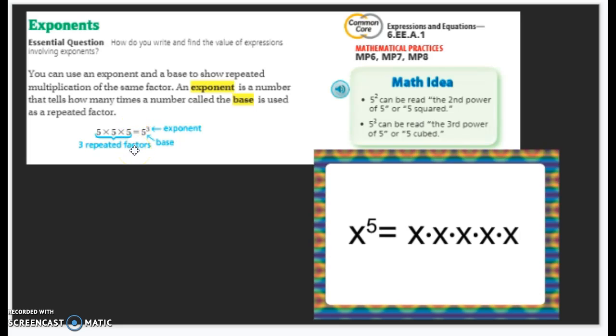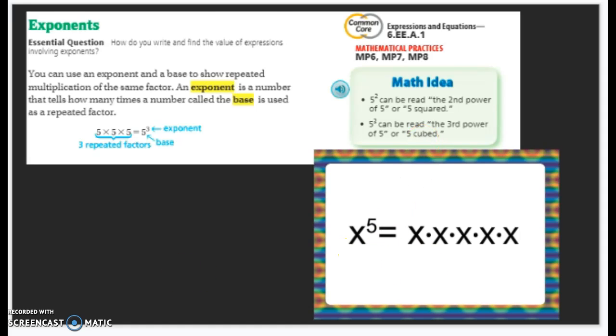Writing that out is expanded form, and that takes a while. It's time consuming if you had a whole bunch of them. So it's easier to write 5 to the power of 3. The exponent is the little number, and the 5 is the regular number, that's the base. So 5 to the power of 2 can be called 5 squared, and 5 to the power of 3 can be called 5 cubed. That goes with area and then volume.